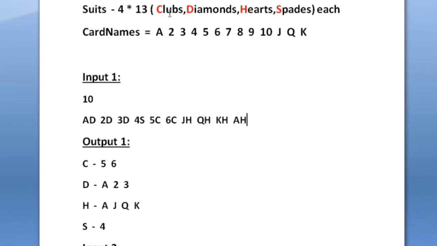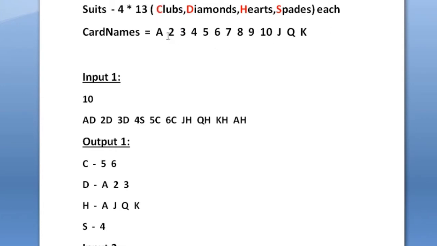To solve this problem we will generate all possible combinations in ascending order, and if the combination is present in the given n cards, then we will print the card name alone. So first we have to check for C. So we will check all possible card names for C. So the card names would be AC and then 2C and then 3C. So like this we will check for all cards.